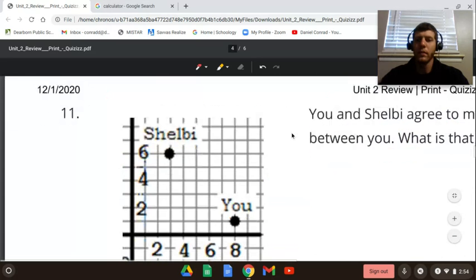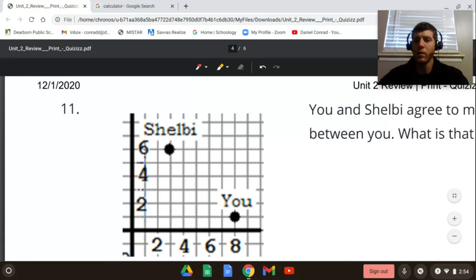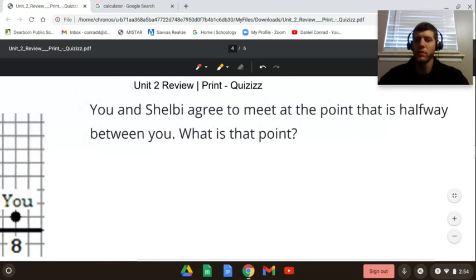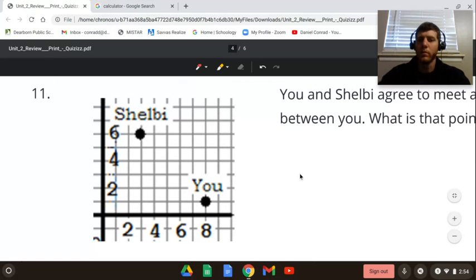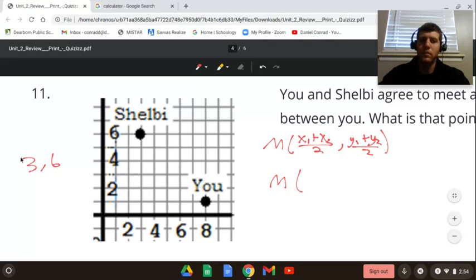Okay, the next question is going to ask you to find the midpoint. So what they want is to meet halfway between them. So what's that point? So we're looking for the midpoint. Our midpoint formula is, we take the average of the two x values, so x1 plus x2 over 2. Then you take the average of the two y values, so y1 plus y2 over 2. Okay, so it's the same coordinates, so let's write them again. We have 3, 6, and 8, 1. So our two x values are 3 and 8, so we're going to do 3 plus 8 divided by 2. And then for your y's, we're going to do 6 plus 1 divided by 2.